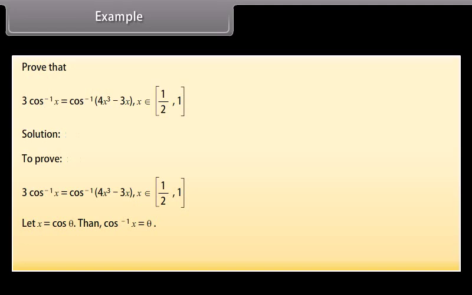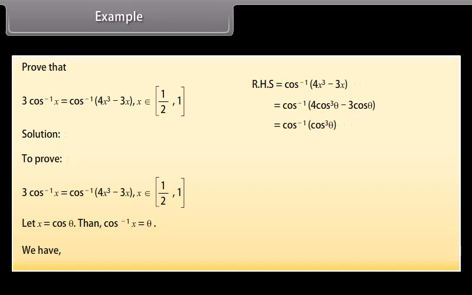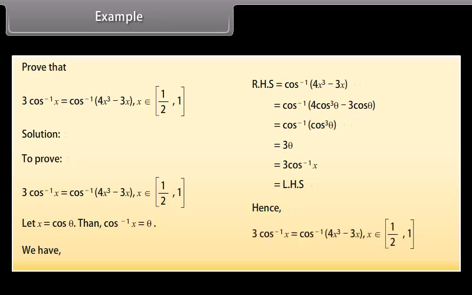Let x be equal to cos theta, then cos inverse x is equal to theta. We have right hand side equal to cos inverse of 4x cube minus 3x, which is equal to cos inverse of 4 cos cube theta minus 3 cos theta, which is equal to cos inverse of cos 3 theta, equal to 3 theta, equal to 3 cos inverse x, which is equal to left hand side. Hence, 3 cos inverse x is equal to cos inverse of 4x cube minus 3x, where x belongs to [1 by 2, 1].